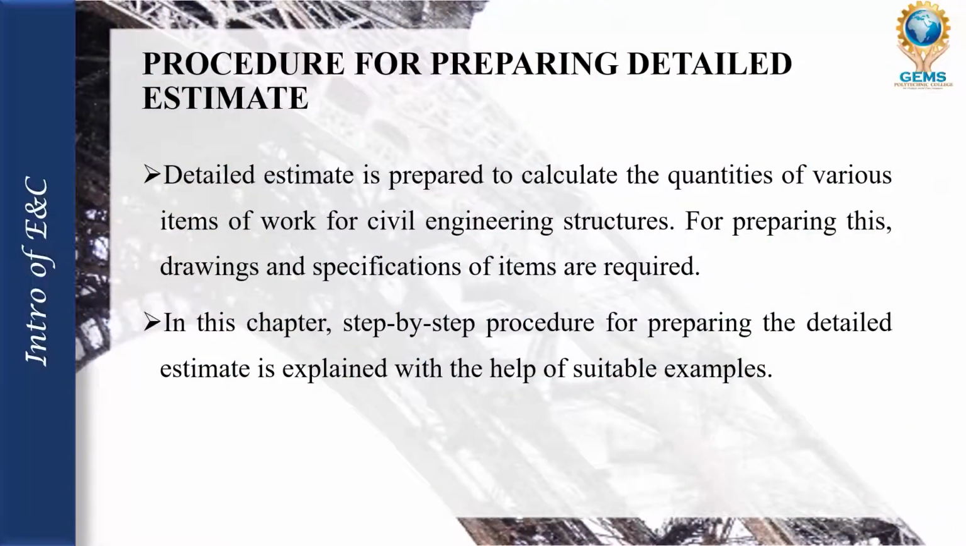So we came to fourth unit. Okay. Fourth unit topic is procedure for preparing detailed estimate. Okay. So detailed estimate is prepared to calculate the quantities of various items of work for civil engineering structures. For preparing this, drawings and specifications of items are required. In this chapter, step-by-step procedure for preparing the detailed estimate is explained with the help of suitable examples. So in this unit, we are going to see how to do a detailed estimate. Okay, how to prepare a detailed estimate. What are the step-by-step procedure for preparing a detailed estimate? We are going to see in this unit.